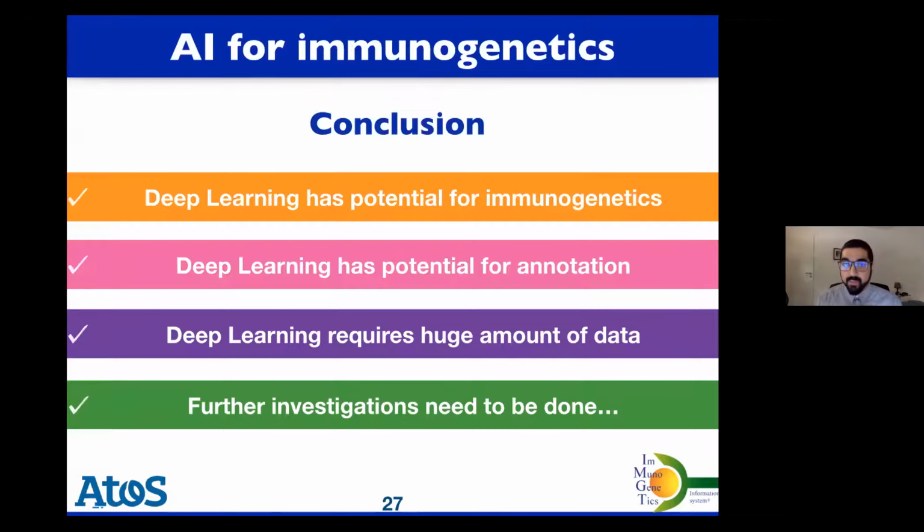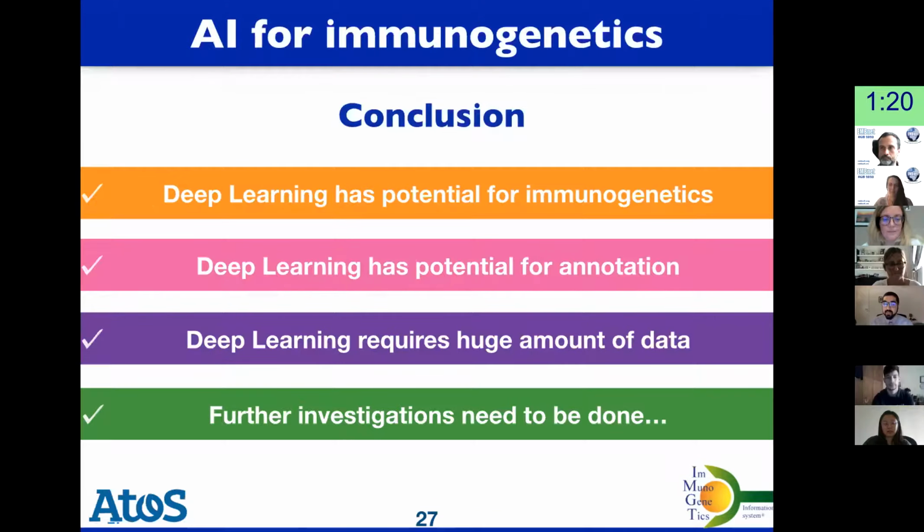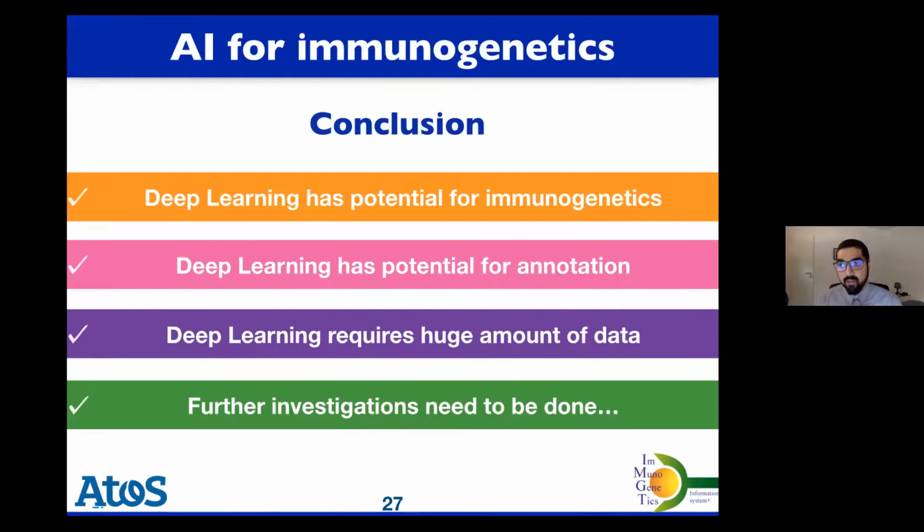So as a conclusion, deep learning has demonstrated a big potential in other fields, also in immunogenetics. Deep learning has a potential for annotation because it can reduce the time for annotating. For example, if I give it a known sequence and the model is able to classify the components correctly, annotation will be easy. And like I said, deep learning requires a huge amount of data, but further investigation needs to be done, and more studies are needed to prove the concept, which is really interesting.